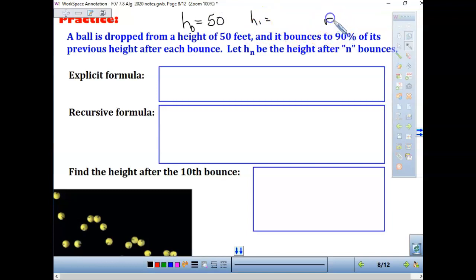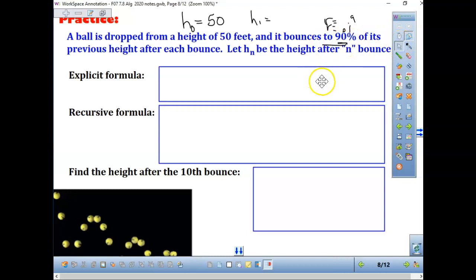Should I be using for my common ratio 0.9, or should I use for the common ratio 0.1? So how high up is it bouncing back? Only 10% or up 90%? It's going up 90%. So a lot of times we've been subtracting. This one we actually are using 0.9 because it bounces to 90%. So if it said it bounced less than 10%, you would have taken 100 minus that.